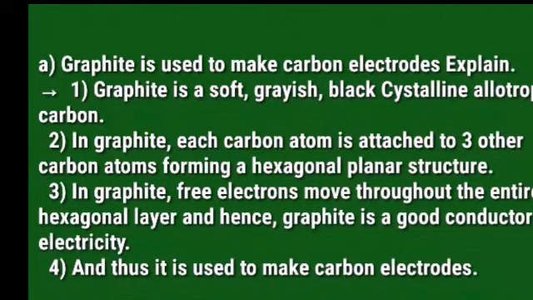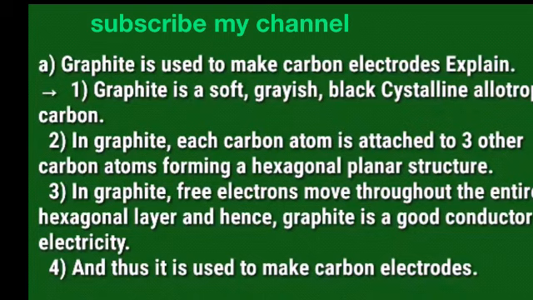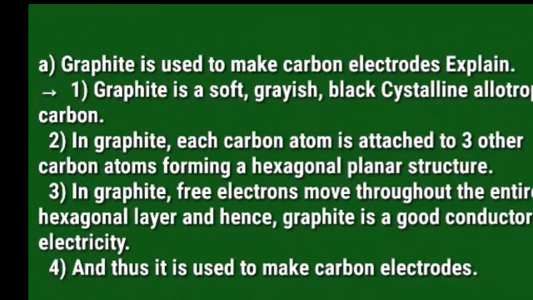Explain. The answer is: first, graphite is a soft, greyish-black, crystalline allotrope of carbon. Second, in graphite, each carbon atom is attached to 3 other carbon atoms forming a hexagonal planar structure. Third, in graphite, free electrons move throughout the entire hexagonal layer and hence graphite is a good conductor of electricity. Fourth, thus it is used to make carbon electrodes.